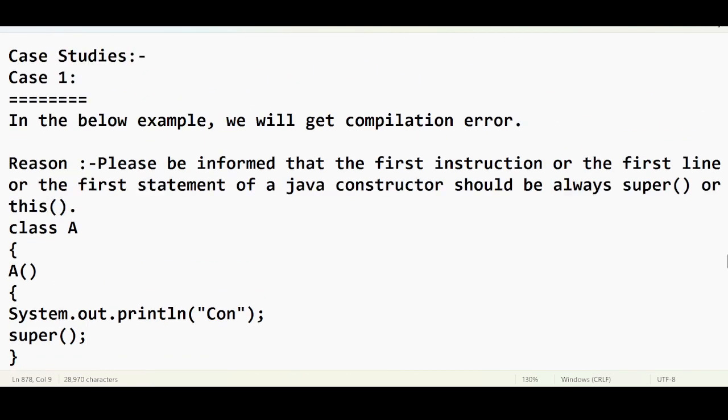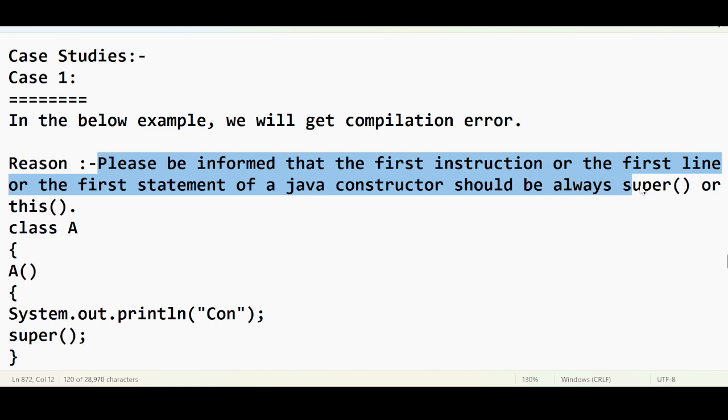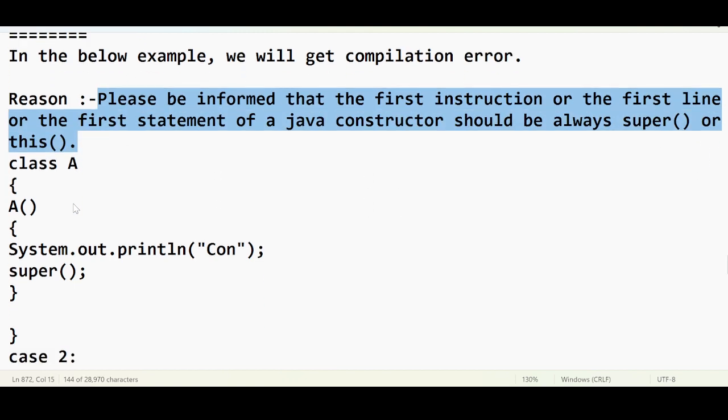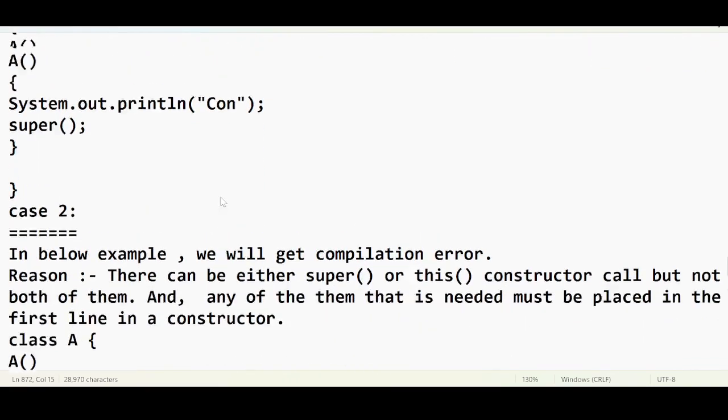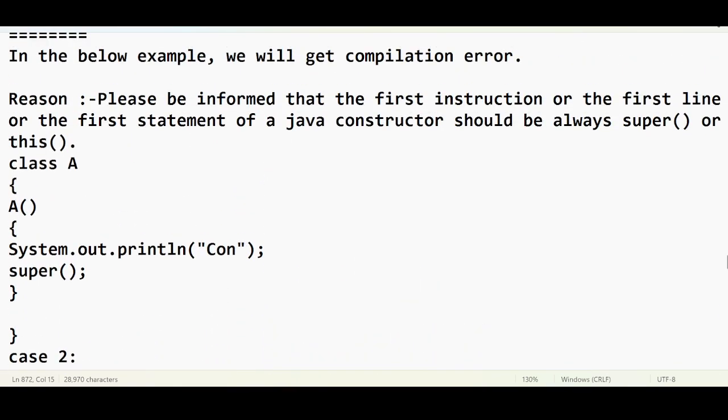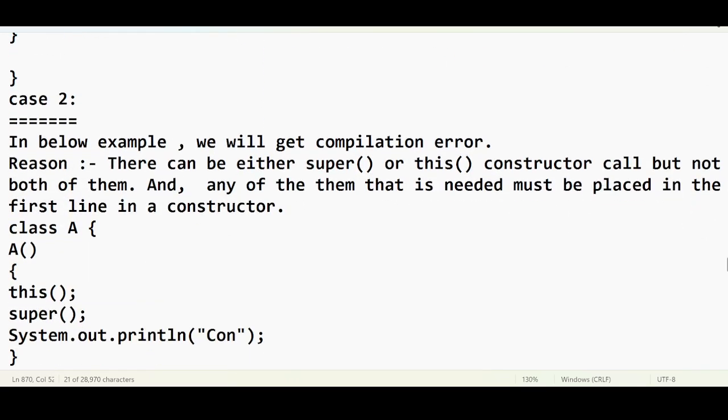This was the reason why we got the error. The first statement of a Java constructor should always be either super or this. If any violation occurs, you get a compilation error. That was case 1.